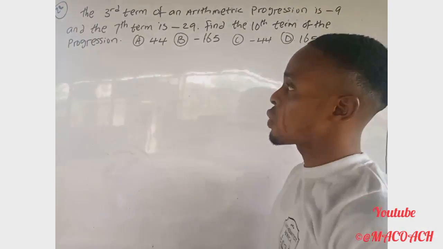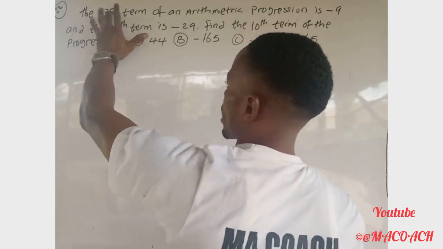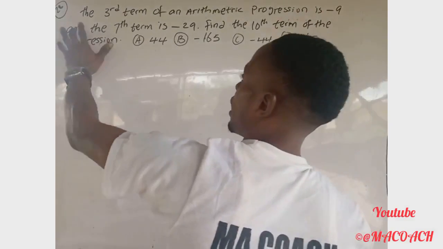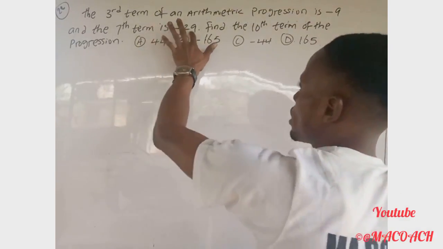This question states that the 4th term of an arithmetic progression is -9, and the 7th term is -29.